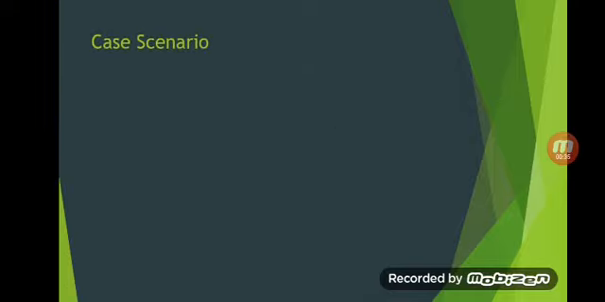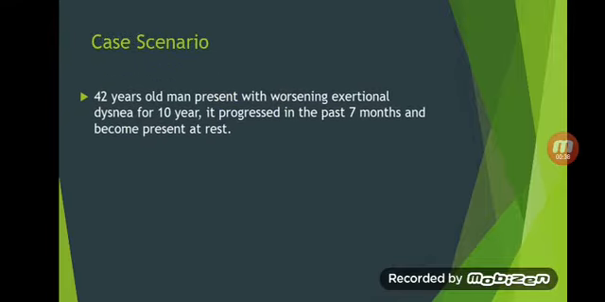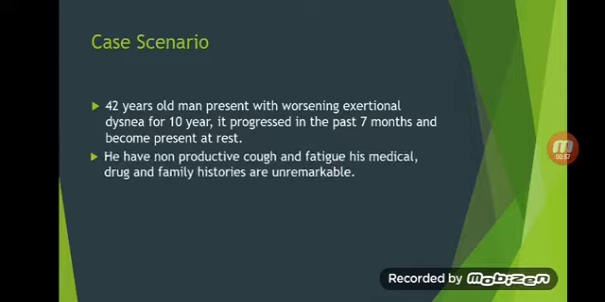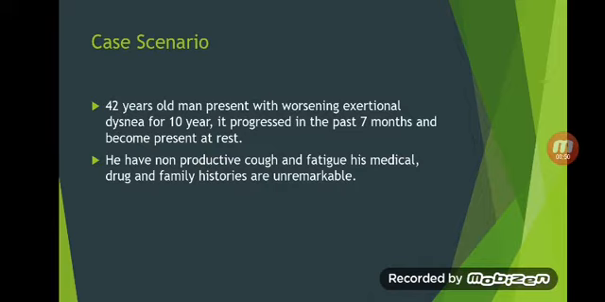A 42-year-old man presented with worsening exertional dyspnea for 10 years. It progressed in the past 7 months and became present at rest. So progressive exertional dyspnea for 10 years, chronic, and he has a non-productive cough and fatigue, otherwise normal drug and family history. He worked for 10 years as a stone cutter, and his full blood count is normal. ESR is high in the first hour.